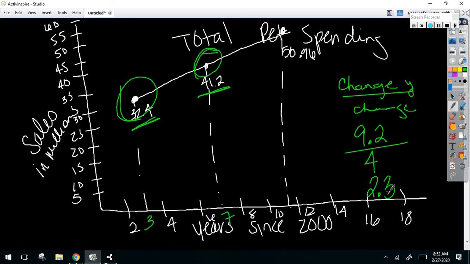What was on top? In millions. So $2.3 million. What was on the bottom? Years. Per year. So on average, the U.S. spends $2.3 million per year on their pets. Does that make sense what we did? I think so too.